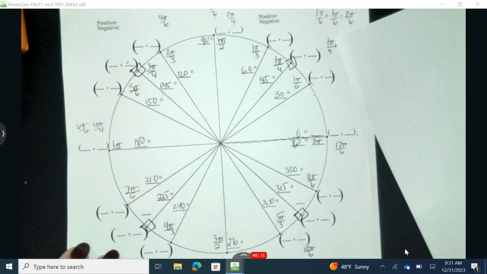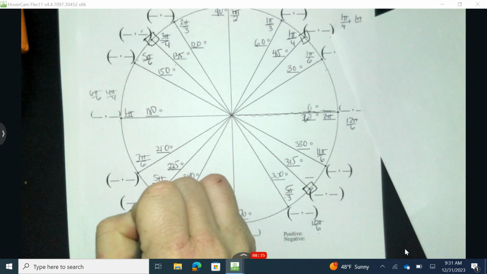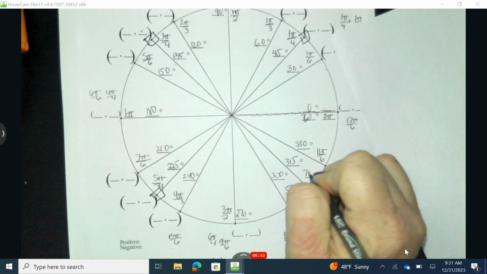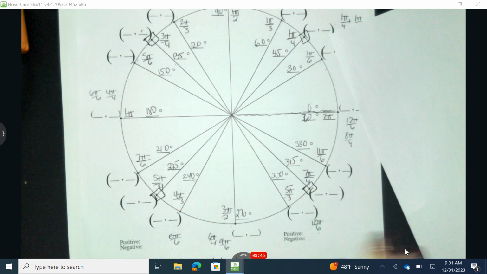Let's go down to the bottom. In quadrant 3, I have 5 pi over 4. This would be 6 pi over 4. Well, 6 pi over 4 reduces to 3 pi over 2. 7 pi over 4, and this would end at 8 pi over 4, which also reduces to 2 pi.